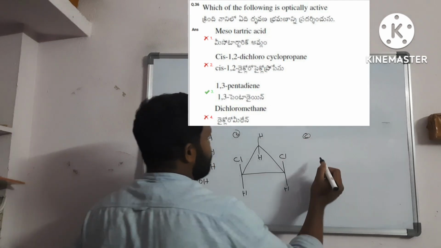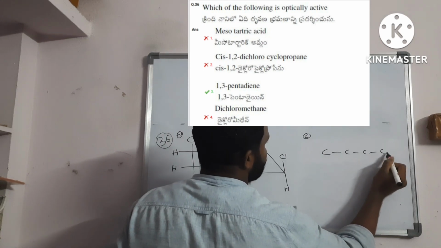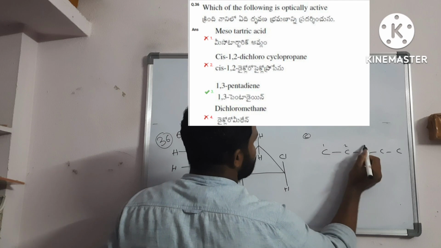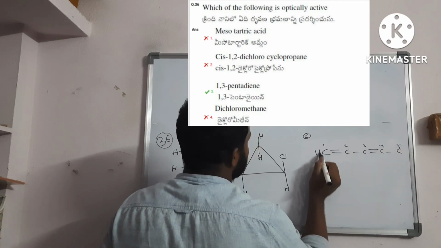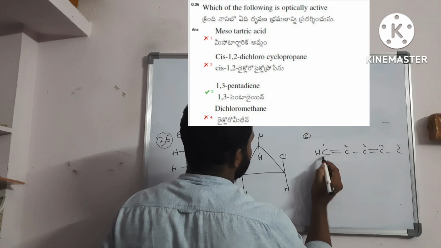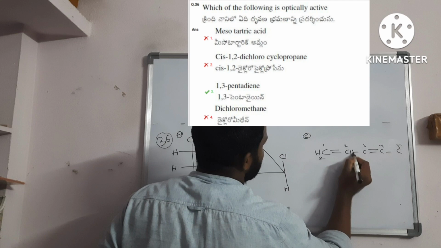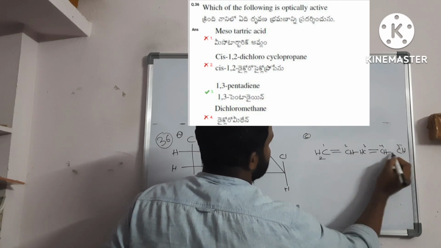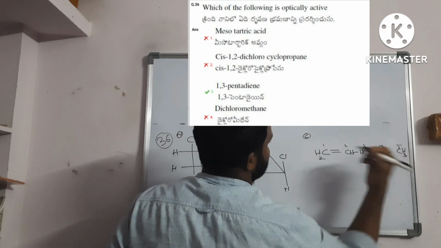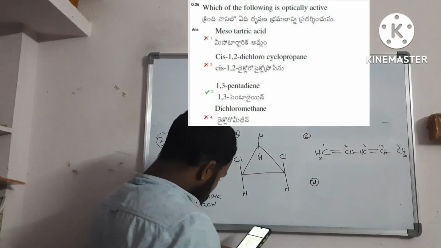1,3-pentadiene. Penta means 5 carbons. You should take 1, 2, 3, 4, 5 carbons. 1,3-pentadiene: CH3, CH2... this is CH2, CH, CH, CH, CH3. Right, 1,3-pentadiene. What is the fourth option?